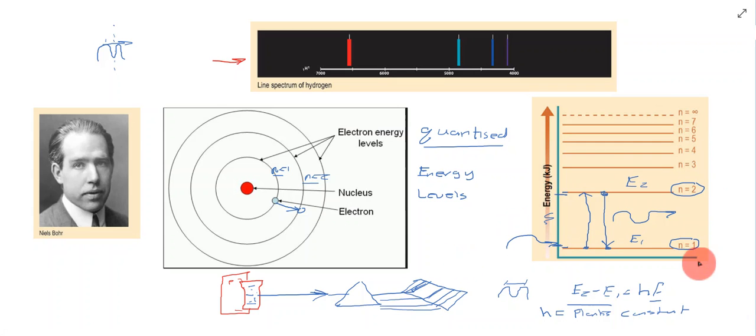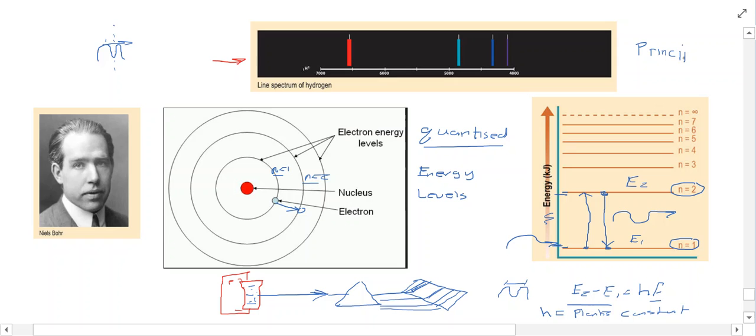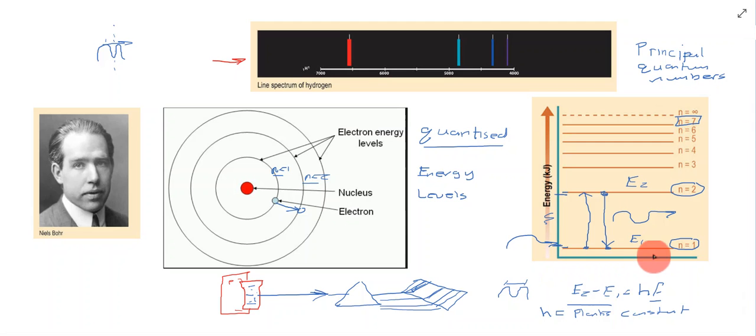And these numbers here are what are known as the principal quantum numbers. Each of these quantum numbers or energy levels has a very specific energy value associated with it. So n equals 1 is the closest the electron is to the nucleus, and here the electron has the least amount of energy. But as you move up higher and higher, the energy value that the electron must hold in order to be up in this level increases.